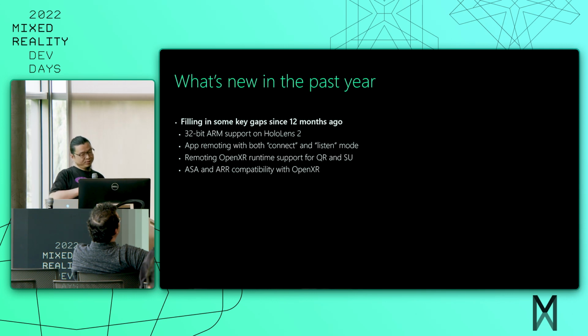Around a year ago during the Step Days, we announced a 0.9 preview of our MR OpenXR plugin for HoloLens 2. At that time, we still had some very big key feature gaps. During the past year, our team has been working closely with our partner teams and the Unity team to fill in these gaps. Some of the notable ones, for example, the ARM32 support on HoloLens 2. There are still some customers on HoloLens 2 using the 32-bit ARM architecture to move their content forward.